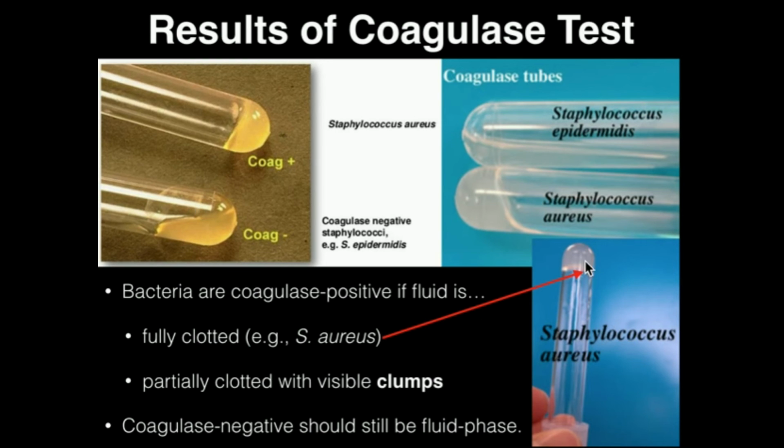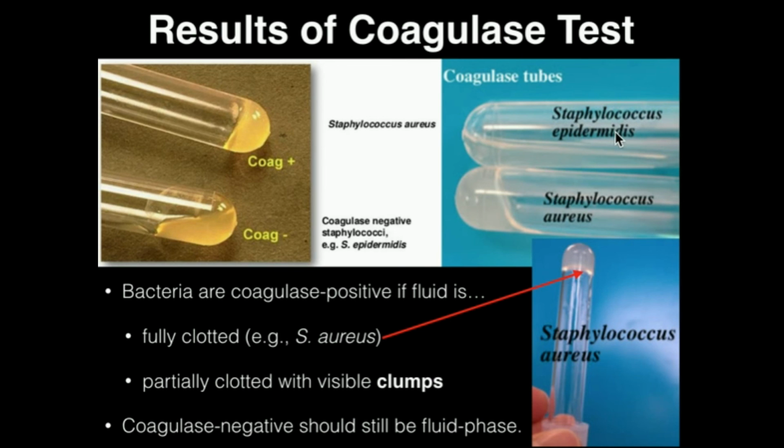Here's another good example of something that is going to be coagulase positive. This is a situation where it's actually fully clotted. In fact, like we mentioned, a lot of times members of the Staphylococcus genus are going to be coagulase positive. This specific one, which is a very common coagulase positive pathogen in humans, is Staphylococcus aureus. Here are two examples. The bottom one again, you can see you turn it on its side. This one definitely is going to be coagulase positive, again Staphylococcus aureus.